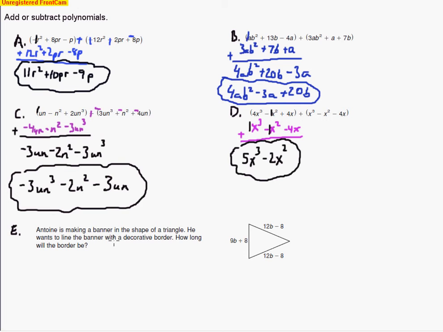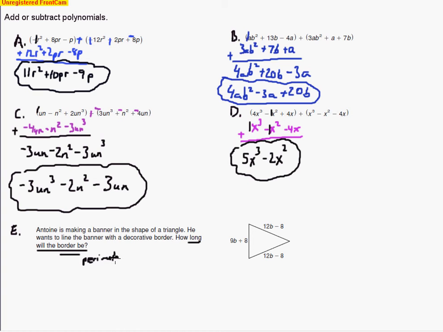Well, here's another one. This one is a problem that uses adding or subtracting, but in a real-world sense. So we're making a banner here in the shape of a triangle. We want to find out how long will the border be. Border, okay, that's this distance around. So what's the distance around called? Well, that's called perimeter. So we want to find the perimeter.